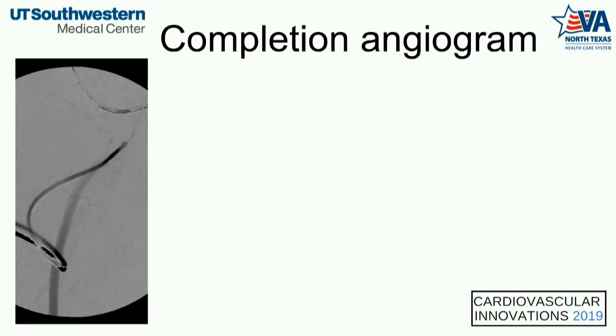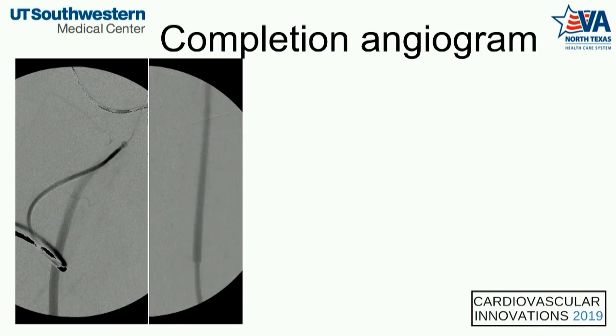And this was our completion angiogram. This is the proximal PTFE graft. Here you can see the transition between the PTFE bypass and the saphenous vein. So we did an end-to-end anastomosis there.